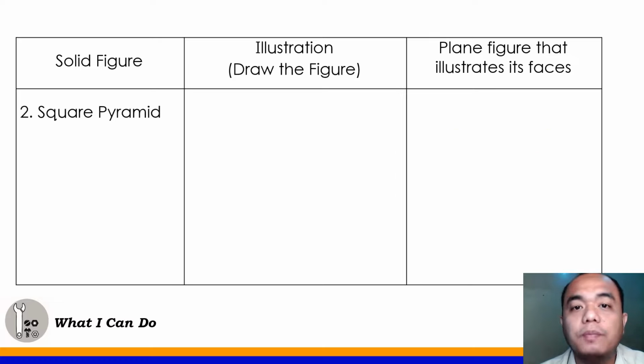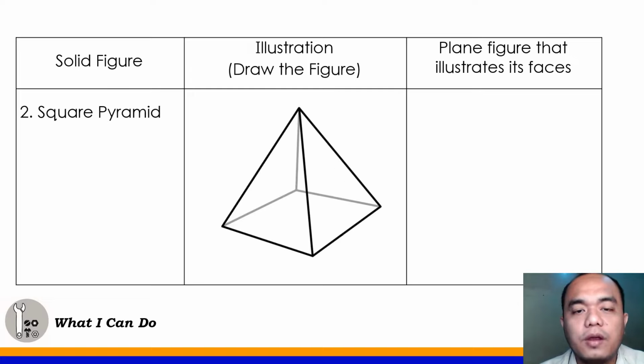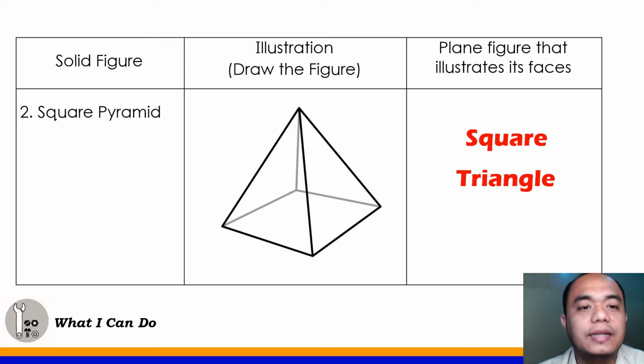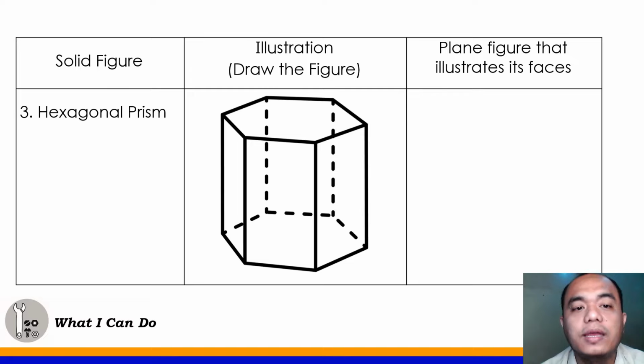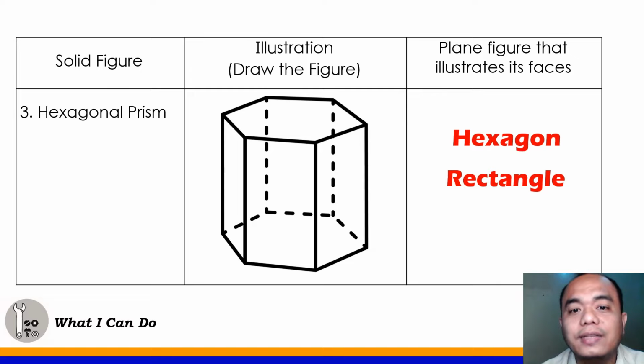Next, we have square pyramid. So square pyramid looks like this, and the plane figures that illustrate its faces are square and triangle. Next, let's have number 3. Number 3 is hexagonal prism. And this is how hexagonal prism looks like. So the plane figures that illustrate its faces are hexagon. Again, hexagon has 6 sides and we have rectangle. So each face is made up of hexagons and rectangles.